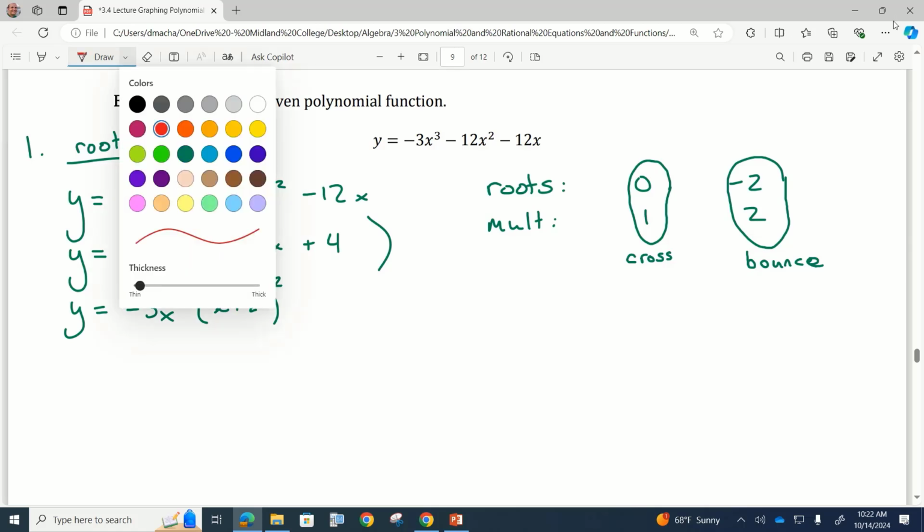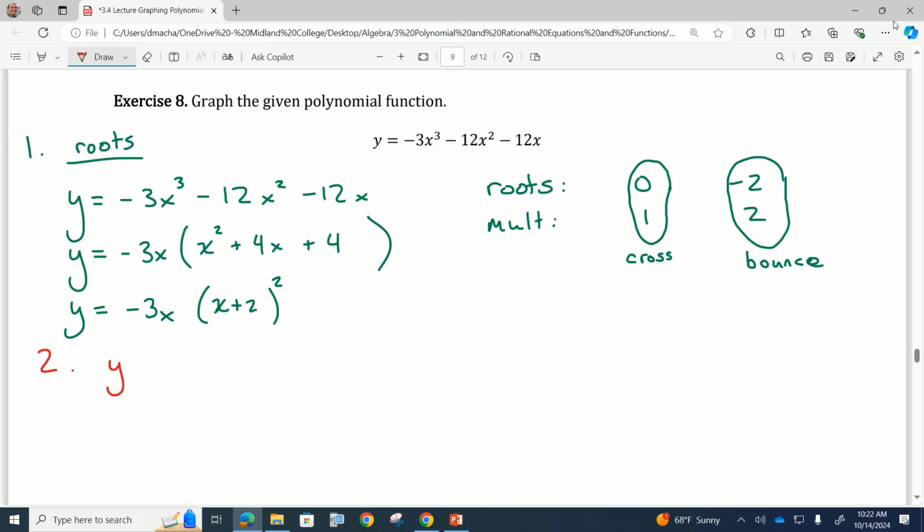Step number 2 says, let's think about my y-intercept. And the y-intercept is what I get if I set x equal to 0. And if x is equal to 0, y is equal to negative 3 times 0 cubed minus 12 times 0 squared minus 12 times 0. That means my y-intercept happens at y equals 0. That's not always the case. I know the last 2 examples have had y equals 0, but you will sometimes get different y-intercepts.